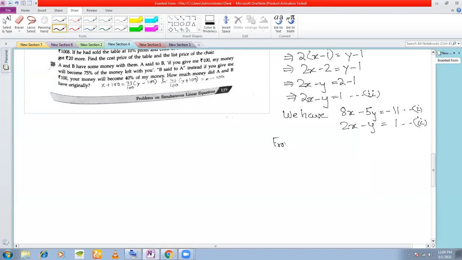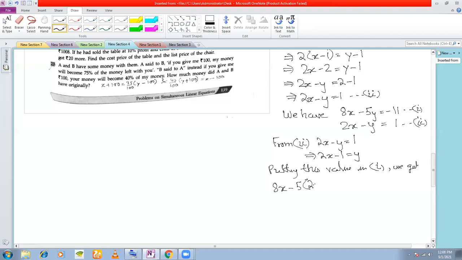So from 2, what can you get? 2x minus 1 is equal to y. This is what you're getting. So putting this value in 1, we get 8x minus 5, and y here is 2x minus 1, is equal to minus 11. Now you can solve this equation.